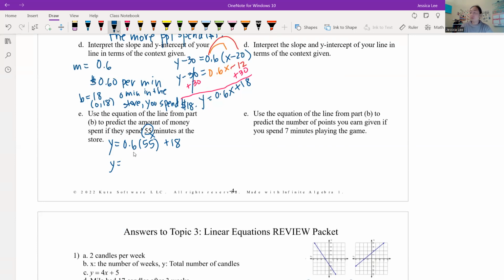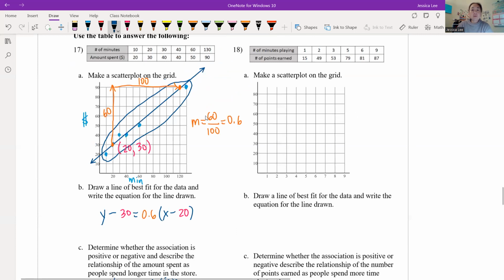And so y is equal to, calculator. I don't know what 0.6 of 55 is. Okay, so let's go. 0.6 times 55, 33. Look at that. So 33 plus 18, so y is equal to 51. If you spend 55 minutes, they're going to spend $51. All right. Let's try 18 again.